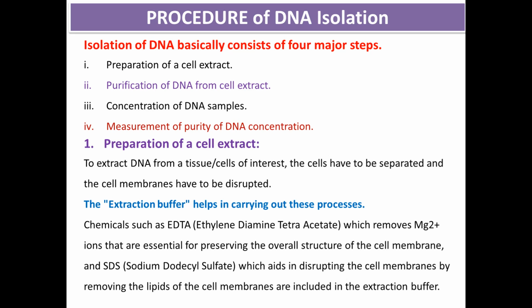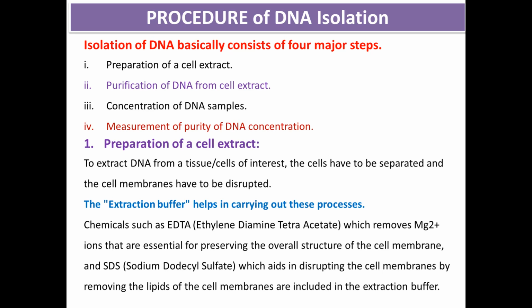Procedure of DNA isolation. So that is analytical chemistry. In analytical chemistry, you analyze a sample and you measure the sample, and see how you can isolate. So what are the procedures used for DNA isolation? Isolation of DNA basically consists of four major steps.